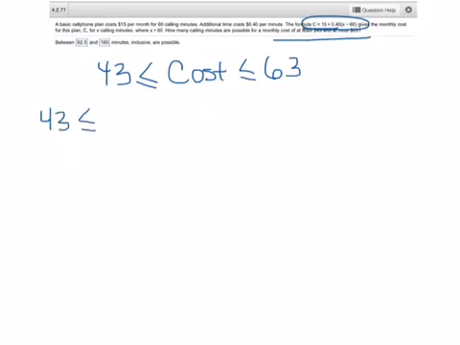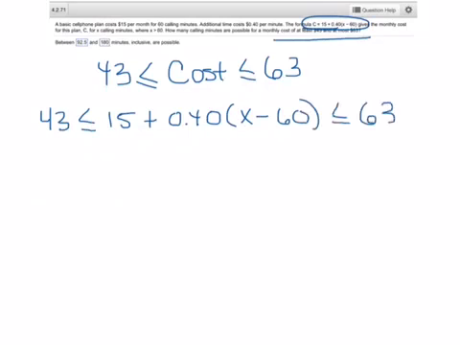43 is less than or equal to 15 plus 0.40 times the quantity x minus 60, which is less than or equal to 63. Okay, now to solve this compound inequality, we just need to peel away all the stuff in the middle and try to get x isolated in the middle.